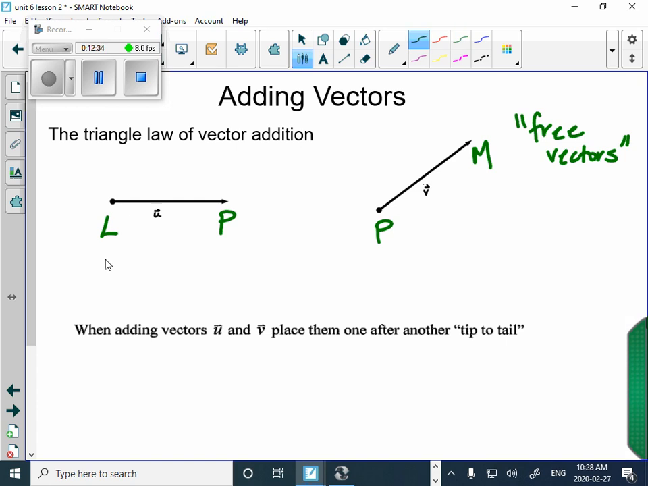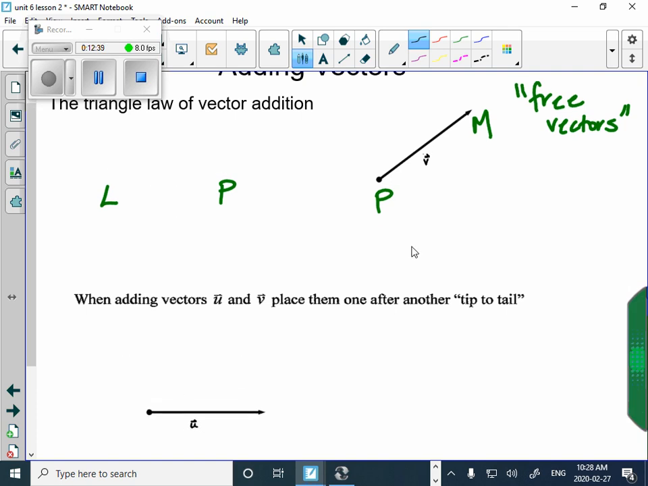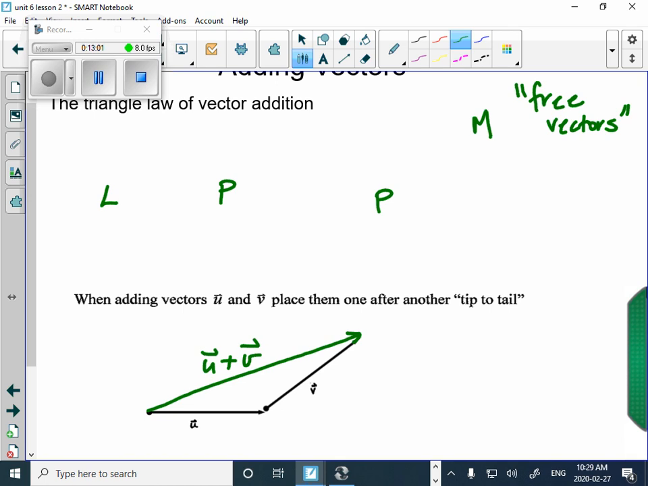And so my journey would be taking vector u and adding vector v to it, and I would add them tip to tail. So starting in Listowel, traveling to Palmerston, on to Mount Forest. So my vector addition would be start to finish. So this would be vector u plus vector v. Where did I start? Where did I finish? And vector u plus v has a magnitude and direction.